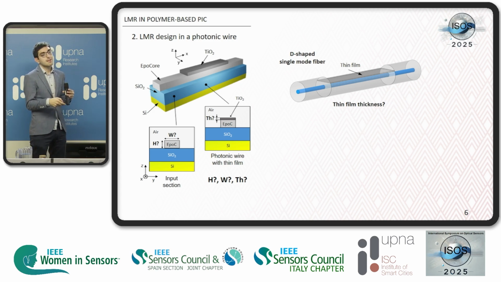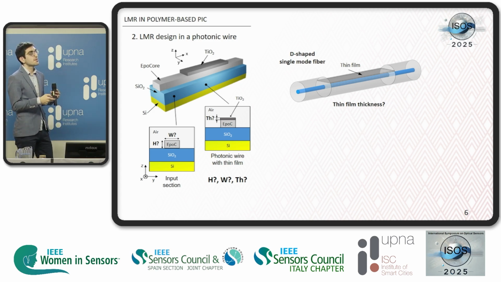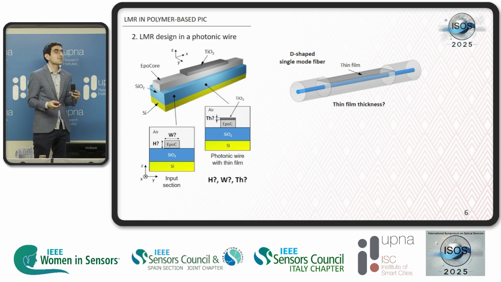Here the problem is that if I start performing simulations and I change the thickness, the lossy modes in the thin film change, and the modes in the photonic wire change too. So it's not as easy, it becomes trickier to achieve a phase matching. And there are also other degrees of freedom. Here we have the height and the width of the photonic wire.